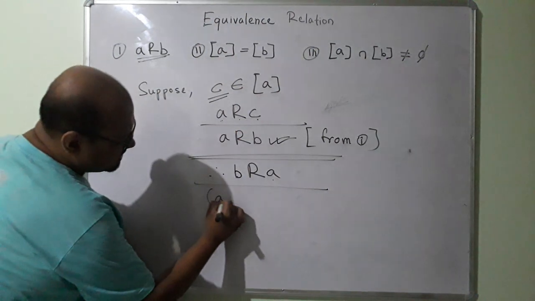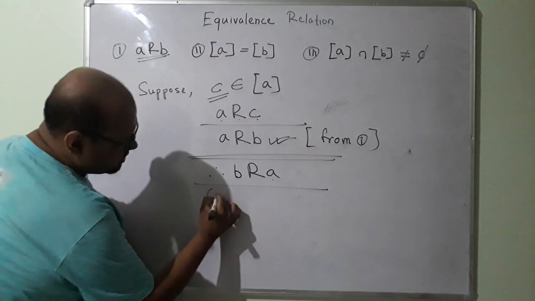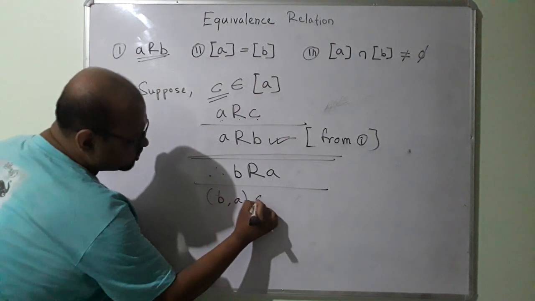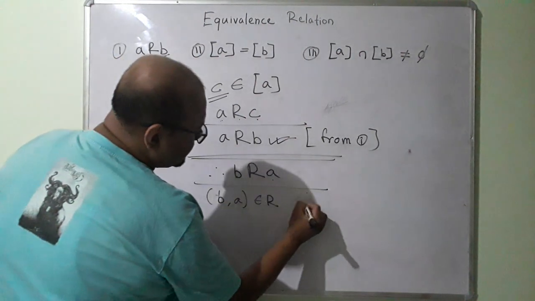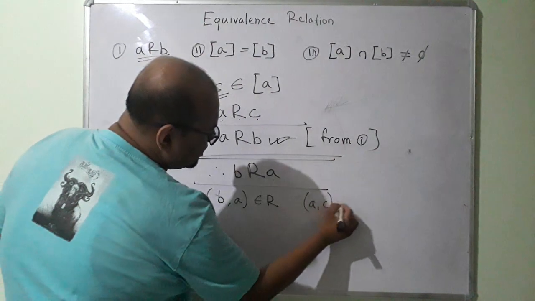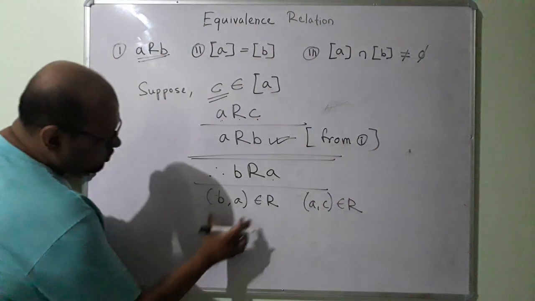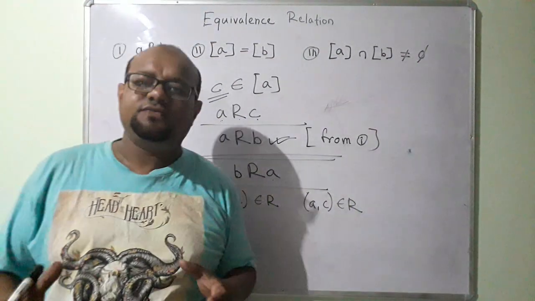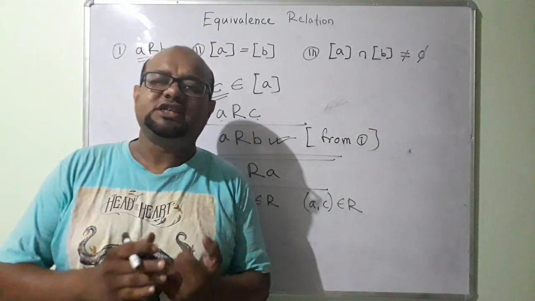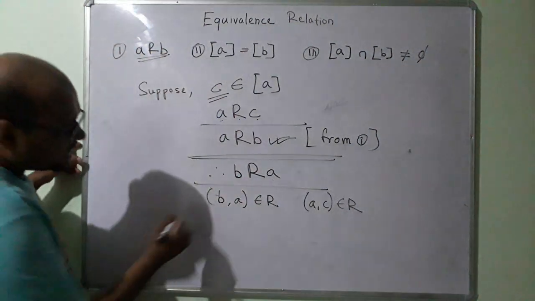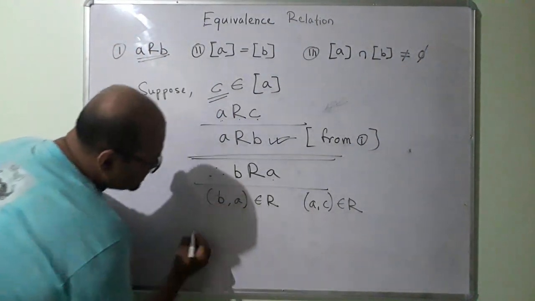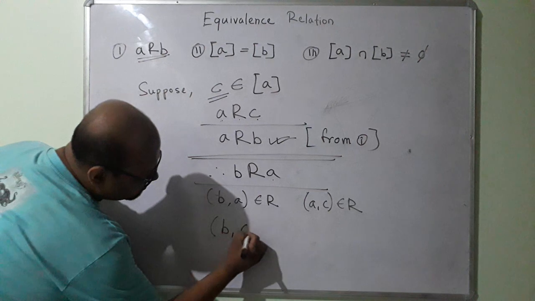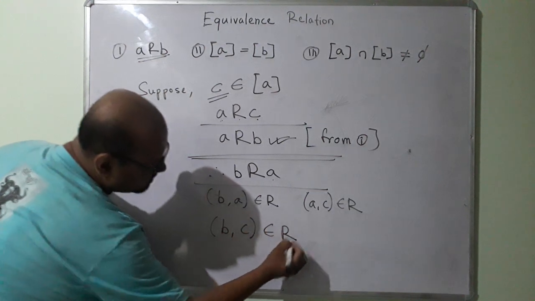BA belongs to the relation and AC belongs to the relation. So what is this relation? This relation is an equivalence relation. Therefore, this relation is also transitive. So therefore, BA and AC belonging to the relation means BC belongs to the relation.